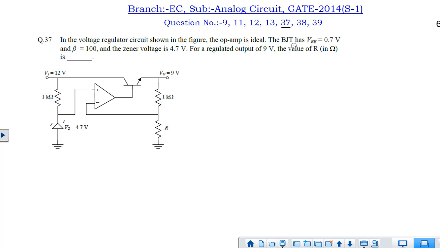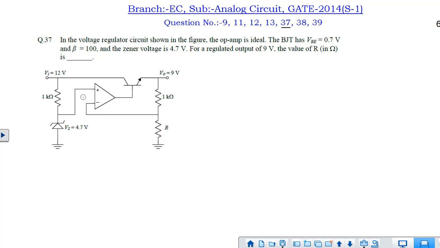Next question is question number 37. In this question, basically a voltage series feedback regulator is given. That is, there is a transistor, an op-amp, and a Zener diode. We have to find out the value of this resistance. The input unregulated voltage, that is 12 volt, is given. At the output the voltage is 9 volt, the beta value is also given as 100, and the Zener breakdown voltage is given to be 4.7 volt. We have to find out the value of this resistance.